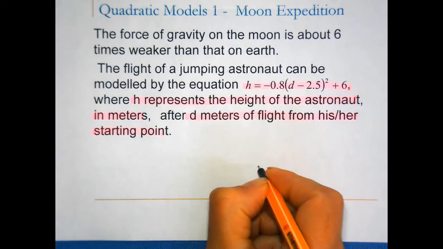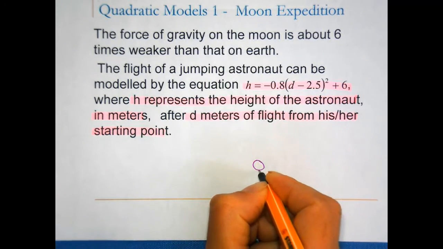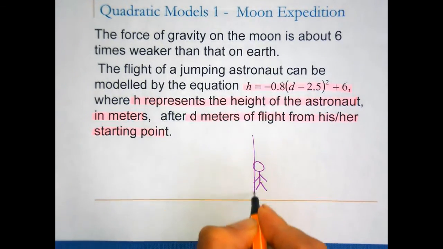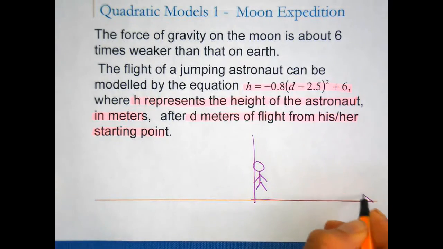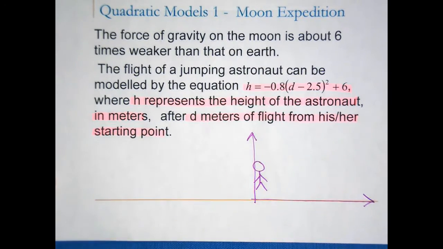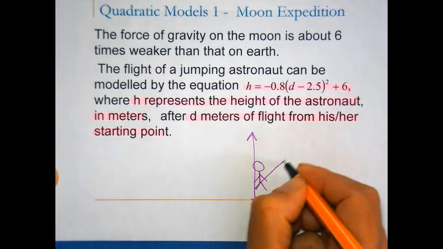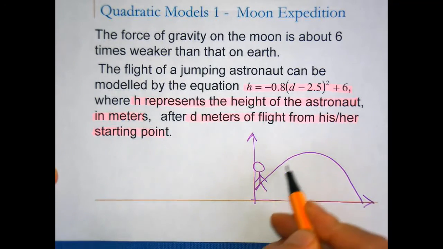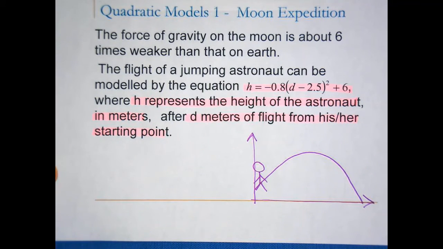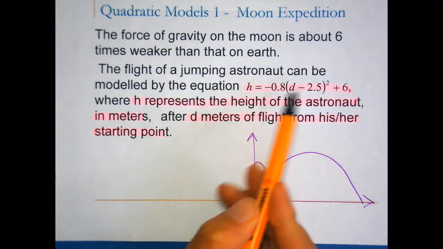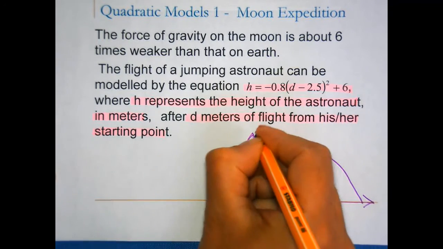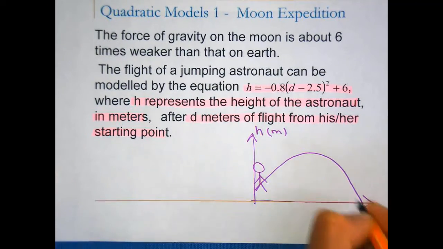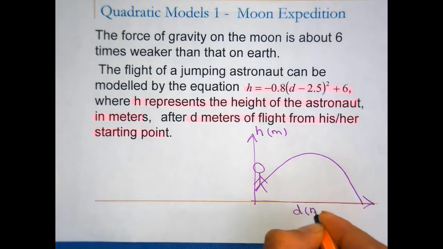So you can think of it that if this is the astronaut, this is the kind of movement the astronaut has every time it jumps. Because it's quadratic, it's going to be a parabola. This is the height in meters, and this is the distance in meters.